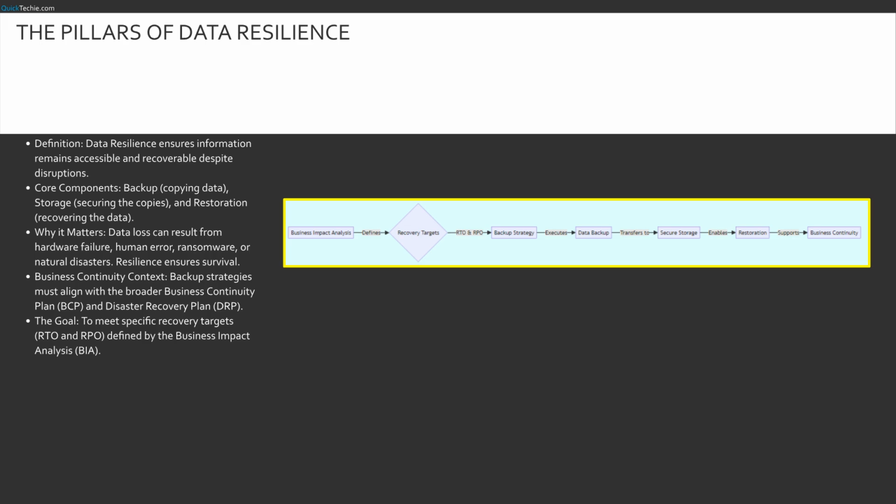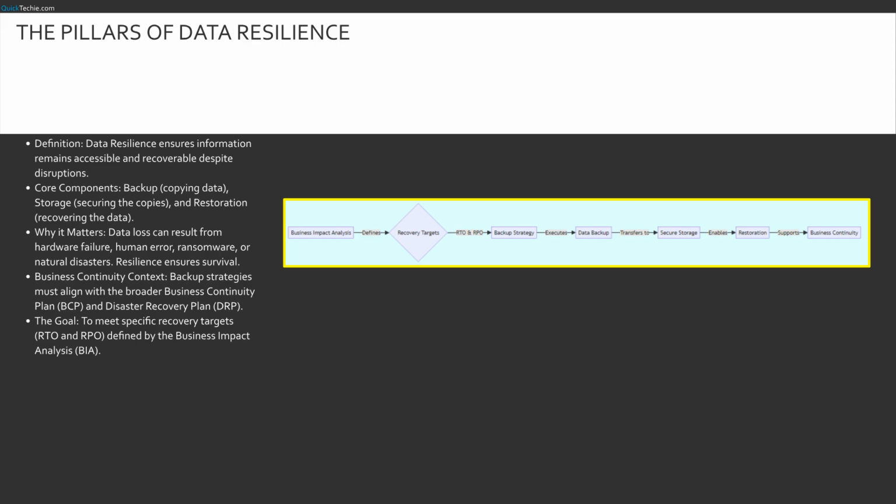However, you cannot just back up everything randomly. Your strategy must align with the Business Continuity Plan, BCP. If your BIA says you need a system back in 4 hours, your backup strategy cannot take 24 hours to restore. The goal is alignment, matching technical capability with business survival needs.